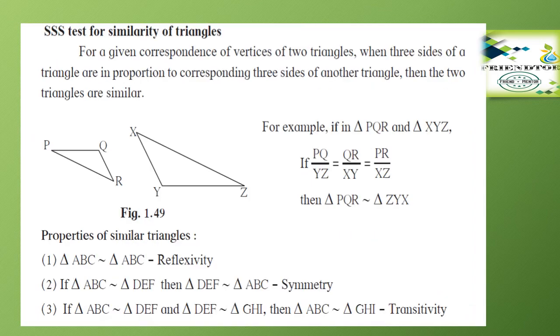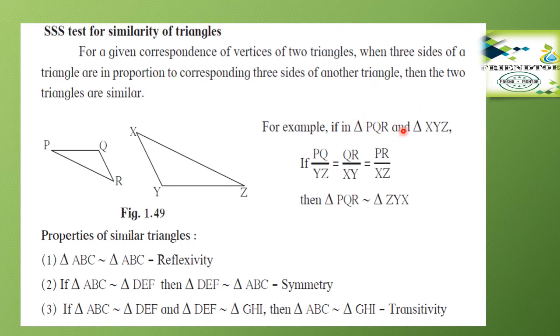Next, SSS, that means all three sides we have to check. All three corresponding sides should be in the same proportion, then the two triangles are similar. Now, for a given correspondence of vertices of two triangles, the correspondence is decided by the order of vertices in which we write the triangle.